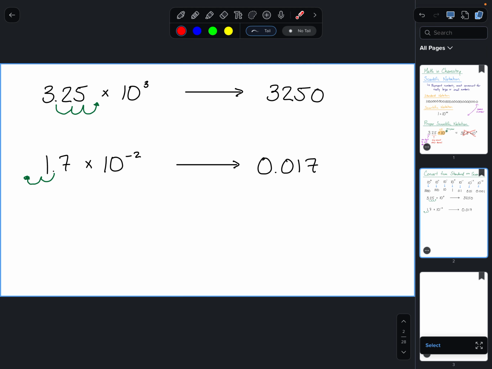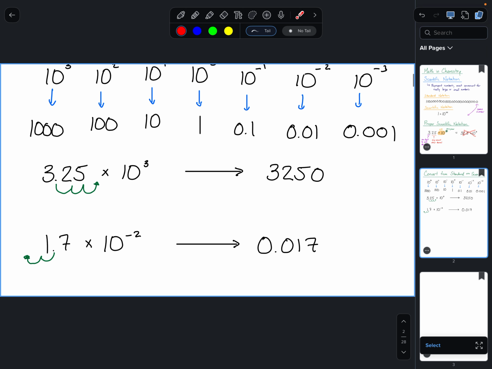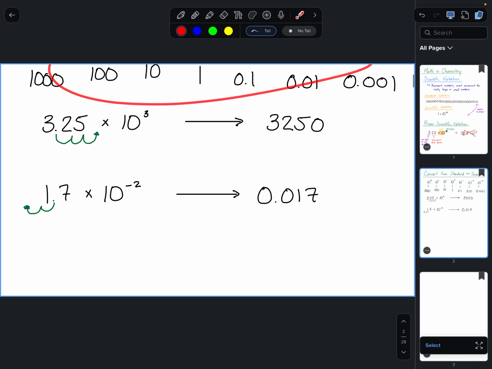Okay, now, how do I know to jump to the left in one case and to the right in another case? Rather than trying to memorize, oh, it's left here and right here, again, just go back to, do we have a big number or do we have a little number?